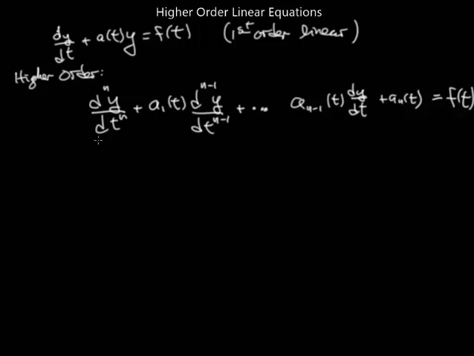So notice that you have all of these derivatives of y, from the nth derivative down to the first derivative, and y itself. And you have these functions of t as coefficients. And on the right-hand side, you have this non-homogeneous term. Just like in the linear case, you have some function on the right-hand side. So this is the general form of an nth order linear differential equation.